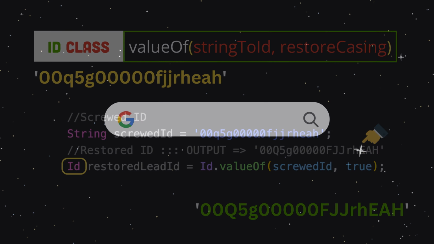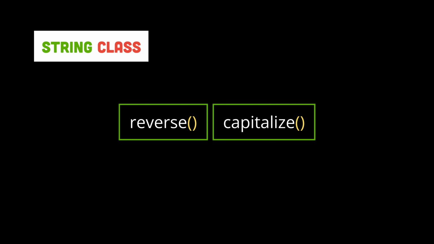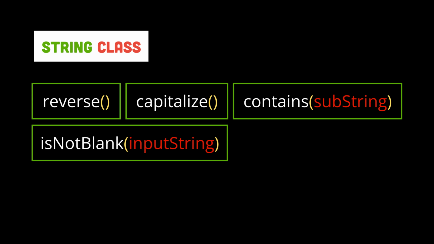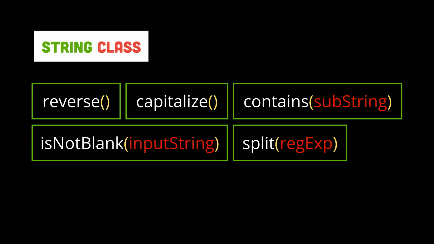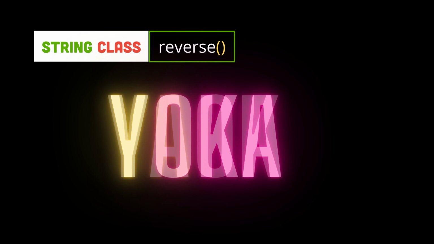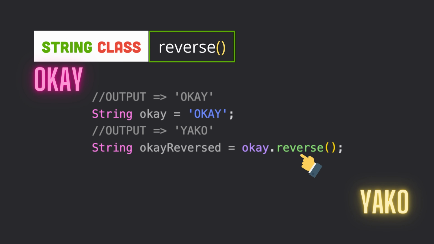Number 4 on our list is the string data type class with methods such as reverse, capitalize, contains method that accepts a subString parameter, isNotBlank method that accepts an inputString argument, and a split method that accepts a regular expression. Simply put, reverse method is used to reverse a given string. Within our code, we use the reverse method on a string variable and receive a reversed string as a return value.